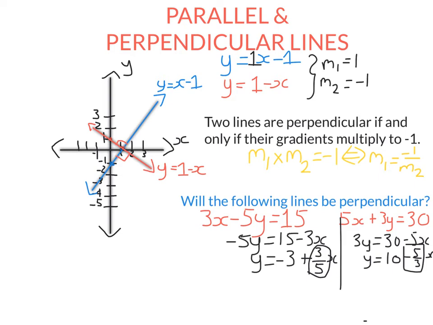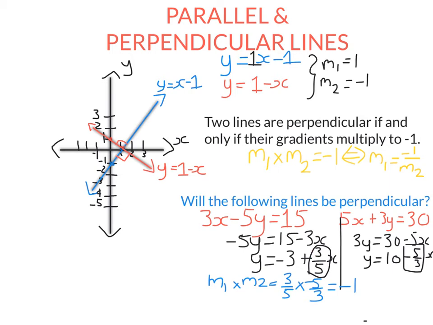So, these two lines are clearly not parallel because the gradients are not equal, but are they perpendicular? All we need to do is check, does the product of their gradients equal minus 1? So, first gradient times second gradient. The first gradient was 3 over 5. The second gradient was minus 5 over 3. So, if you put that on your calculator, you get minus 1.